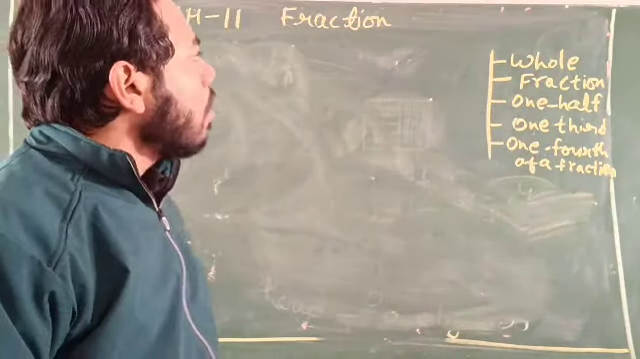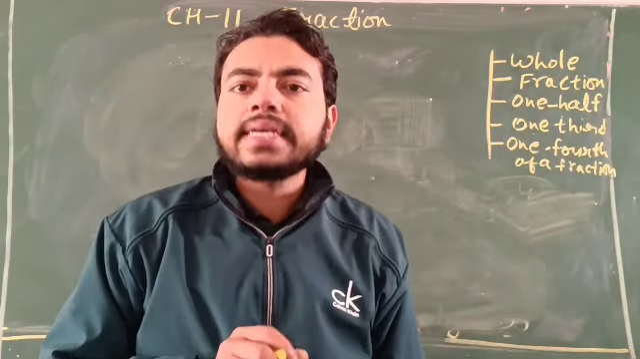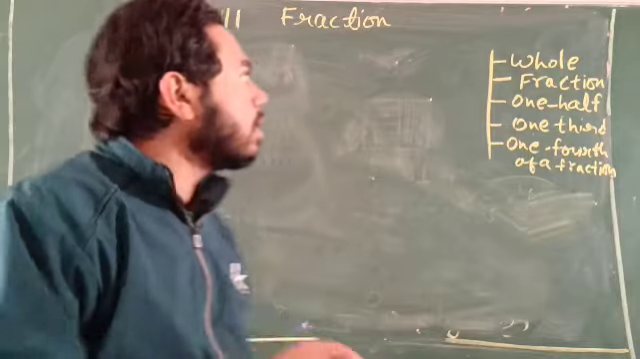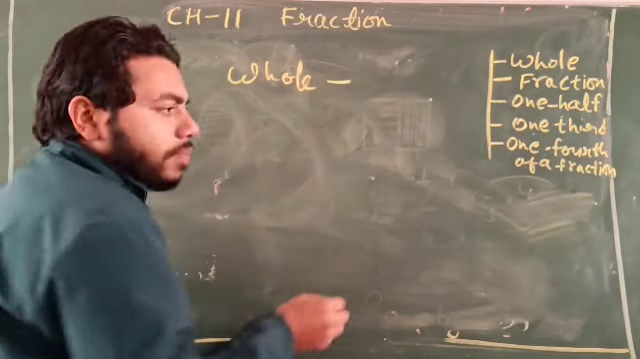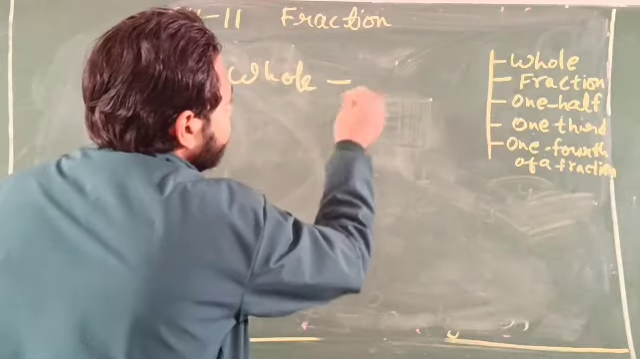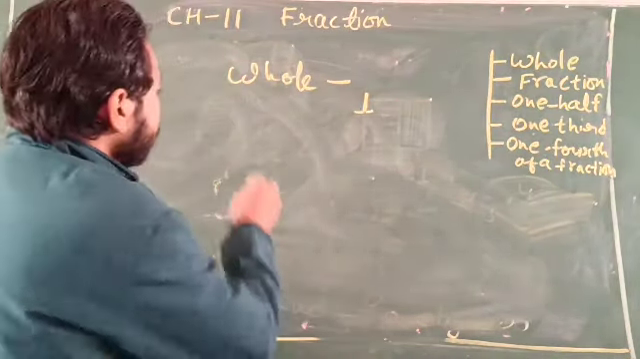So, whole. What is a whole? Any complete object or thing is called a whole, and it is represented as 1.